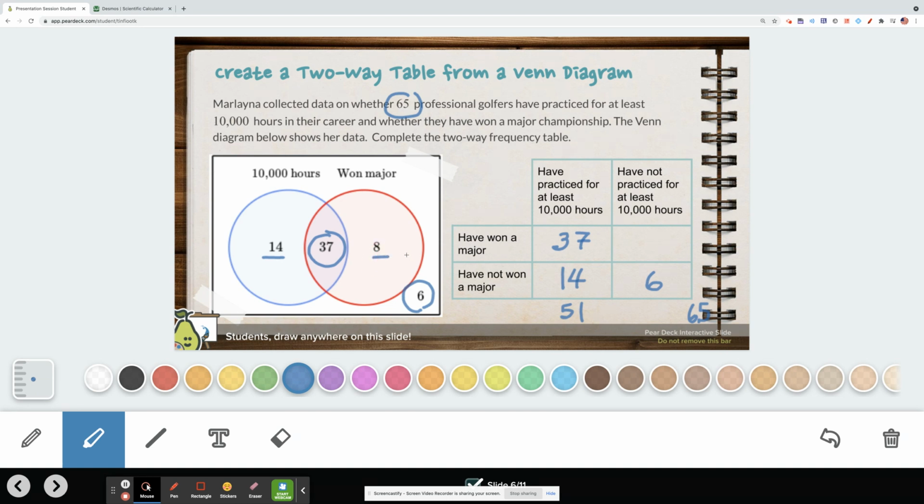The 8 that I see over here indicates they've won a major, but wow, they must be either really good or really lucky because they have not practiced at least 10,000 hours. Now I'm going to add these together and I get 14. And I'm realizing 51 plus 14 is 65. And the same thing here when we add these numbers together: I add my 45 and 20, I do get 65. So I'm confident about my Venn diagram and my two-way table.